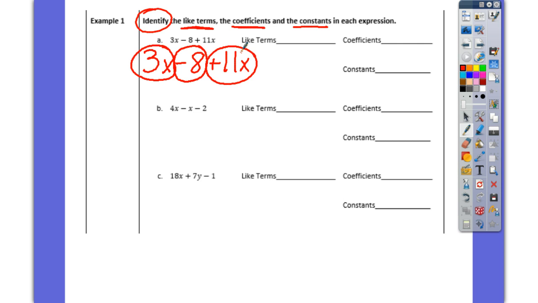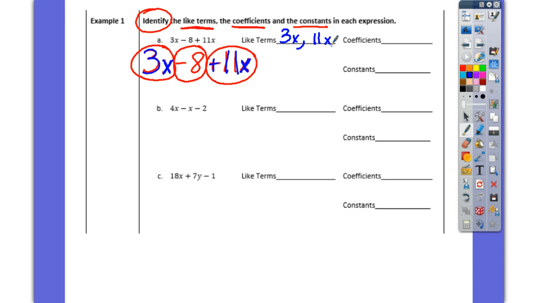Do we have any like terms? What are they? We have 3x and a positive 11x. Those are my like terms because they are identical. Their variables are identical. Now if this had a squared on it, if this was 3x squared and that was 11x, not like terms. They have to be identical. All right, so we have 3x and 11x. They both have the identical variables, so those are my like terms, so you write them on the line. 3x, comma, 11x. Those are my like terms.